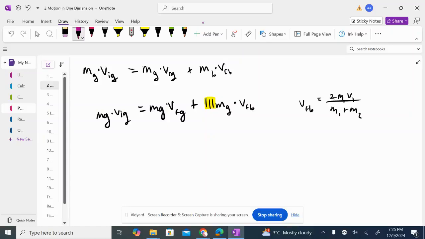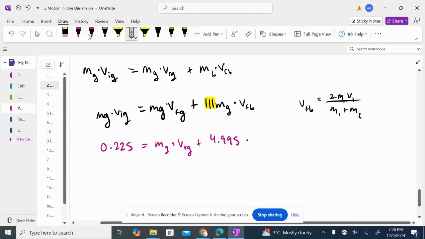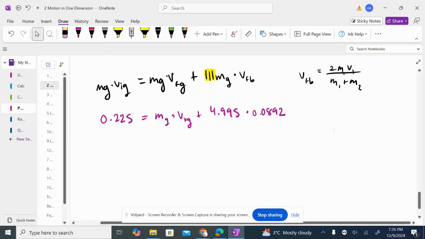We multiply 5 meters per second by 0.045. We get 0.225, which is equal to mg dot vfg plus, and then what's 0.045 times 111? That is 4.995 times, and we use this equation right here, and we get the answer that our final velocity for the bowling ball will be 0.0892. Okay, now simple rearranging.